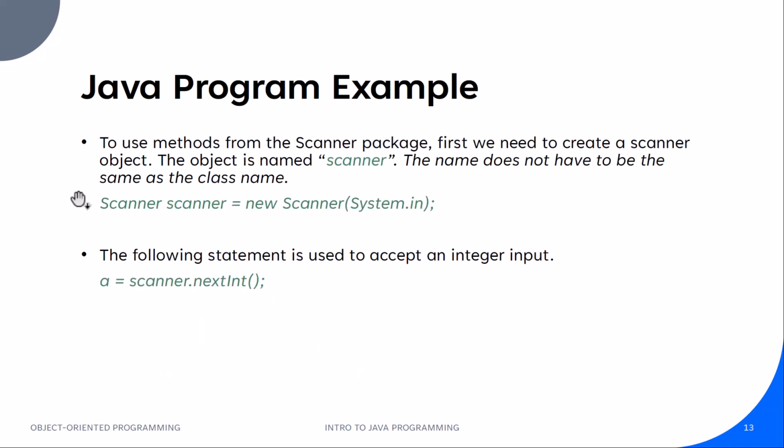Now, to use methods from the Scanner package, first we need to create a Scanner object, and the object name is scanner. Now, remember we talked about it, the name does not have to be the same as the class name, but with Scanner objects and certain objects, we generally use the same name. And the following statement is used to accept an integer input: scanner.nextInt is assigned to A. So after the user inputs an integer, that's stored in the variable A.